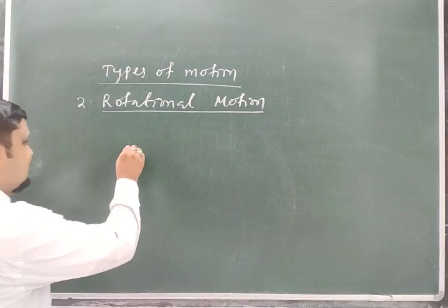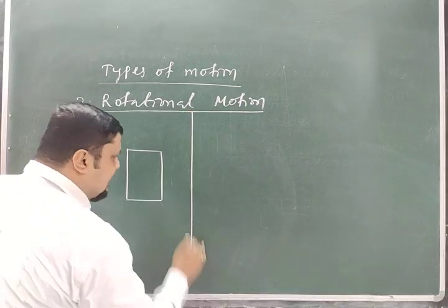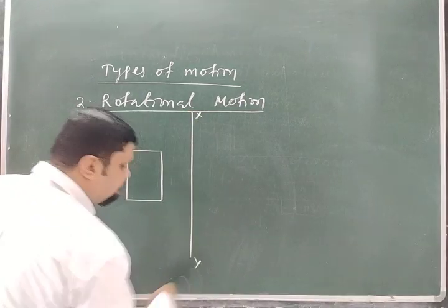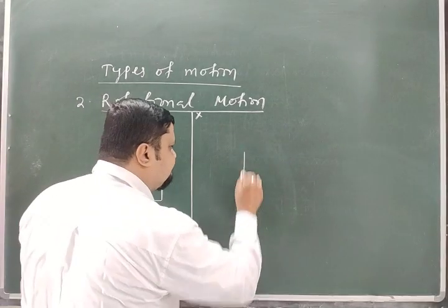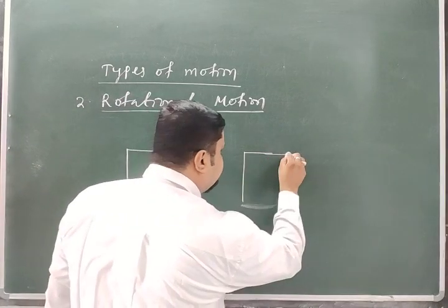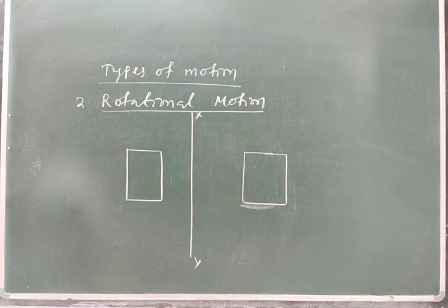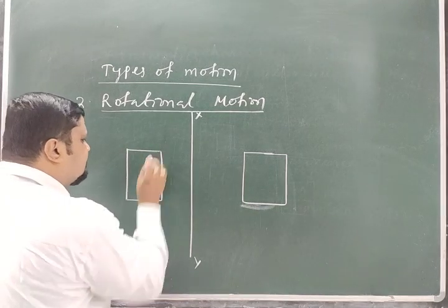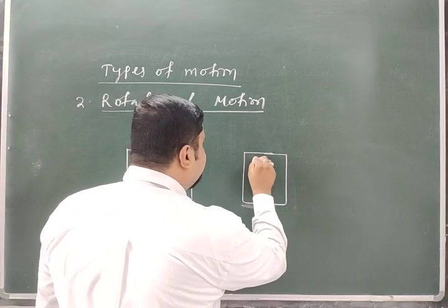Let me take it like this. Let this be the body. It is moving along this line XY. Now the body comes from here, now it goes to this position. The same body goes to this position. So this is the fixed line, right? Now the body goes here. Let us consider different points on this body, 1, 2, like this.